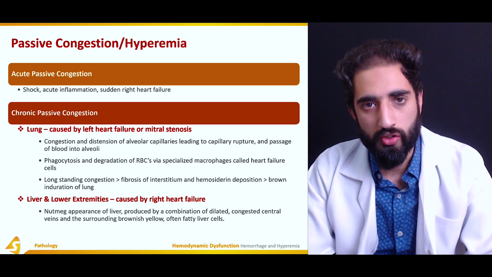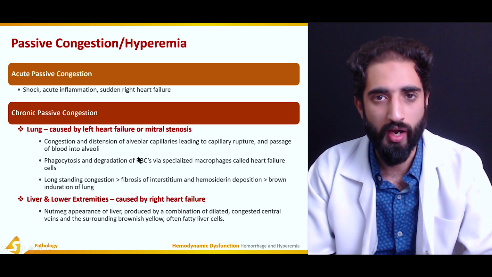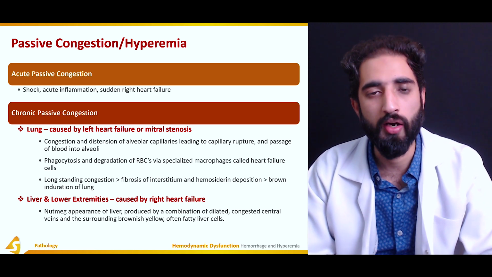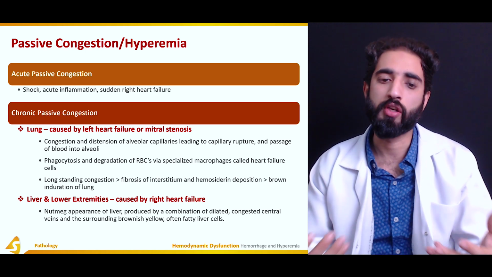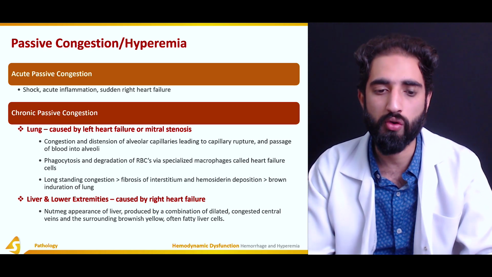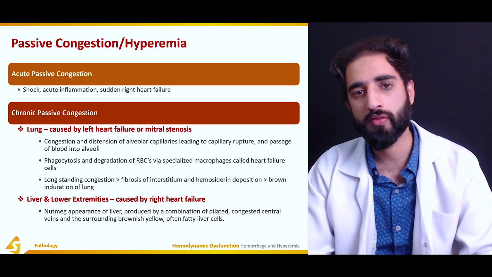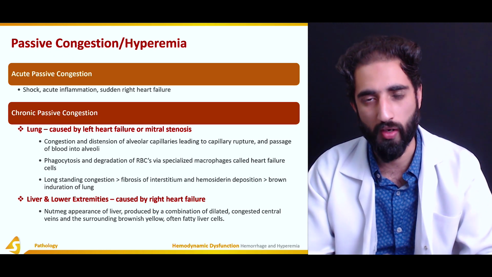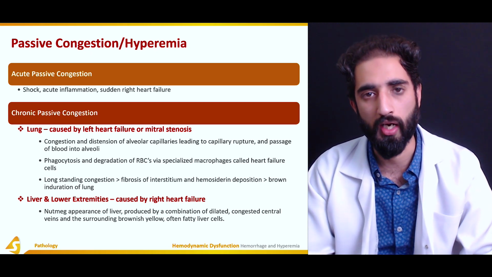Phagocytosis and degradation of red blood cells which are coming into the alveoli occurs via specialized type of macrophages, which are also known as heart failure cells. If this process of congestion stays for too long, which is also called long-standing congestion, then the fibrosis of the interstitium occurs and hemosiderin deposition because of red blood cells occurs as well, resulting in brown induration appearance of the lung.